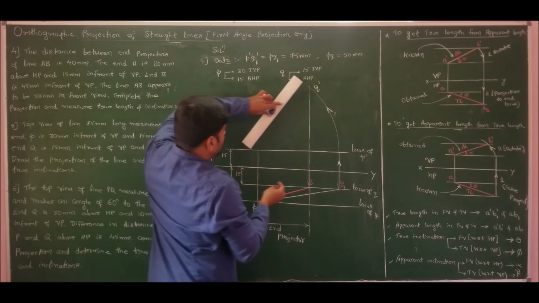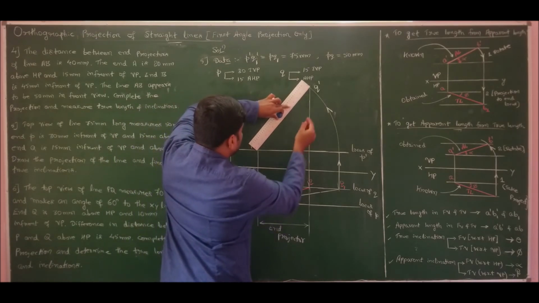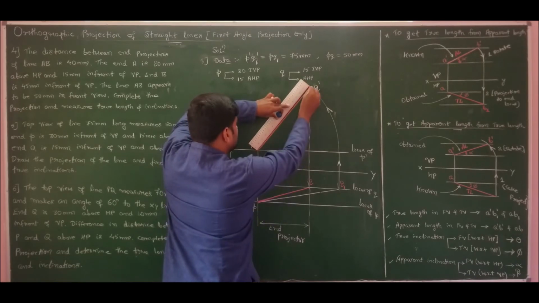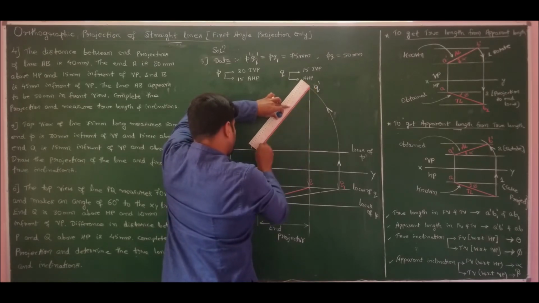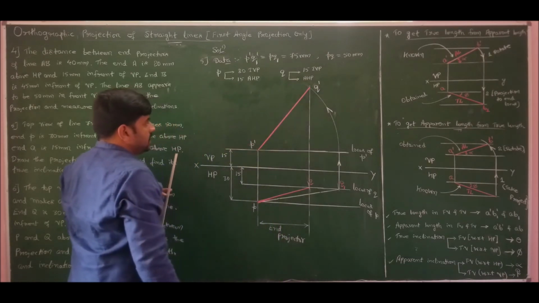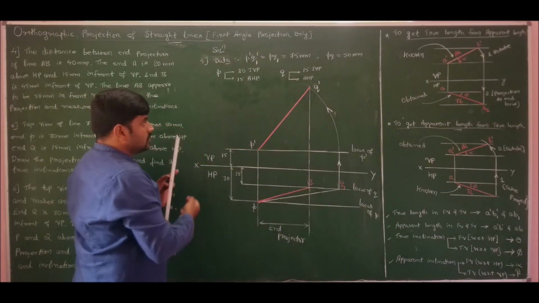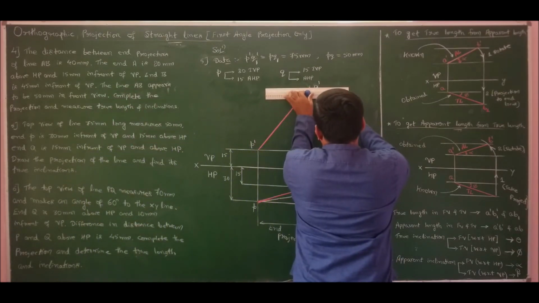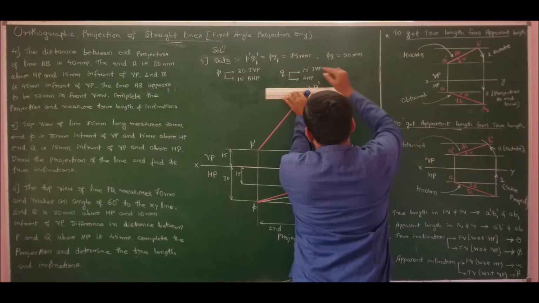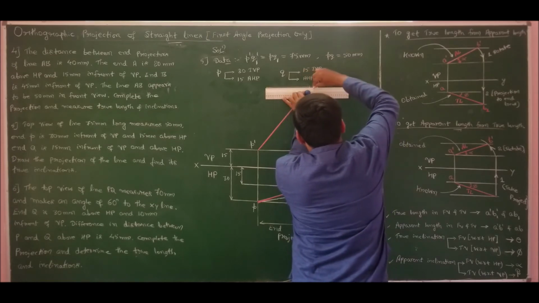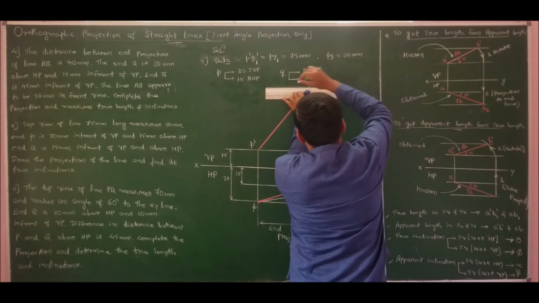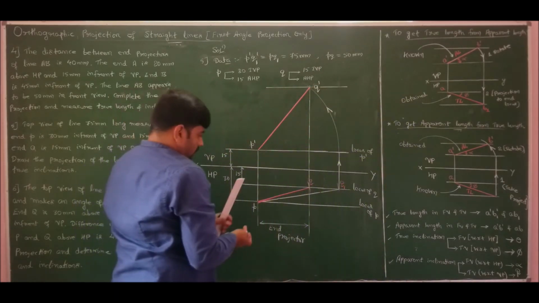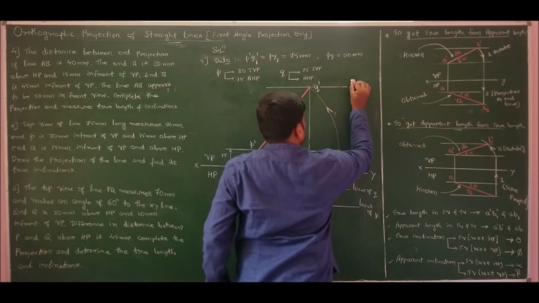Since P dash Q dash is apparent length, I should join it using a very thick line whose thickness is 0.5 mm. So this completes the apparent front view. Now you can fix the locus if you want. I want the locus because I should mark the true length in front view. So therefore fix the locus. So we have obtained the locus of Q dash also.